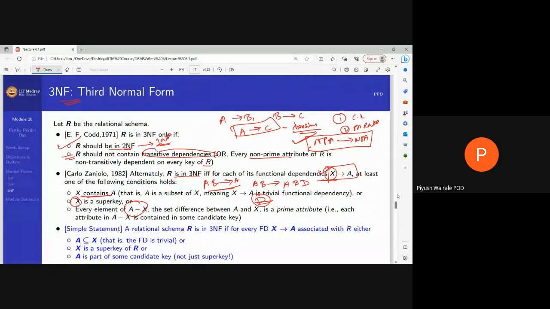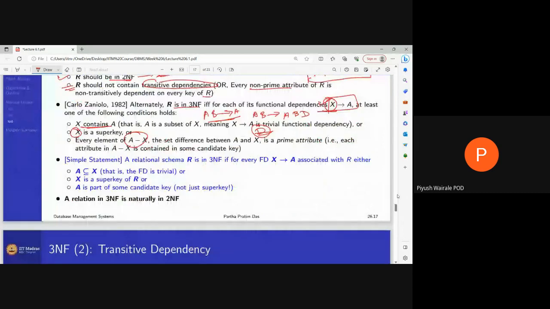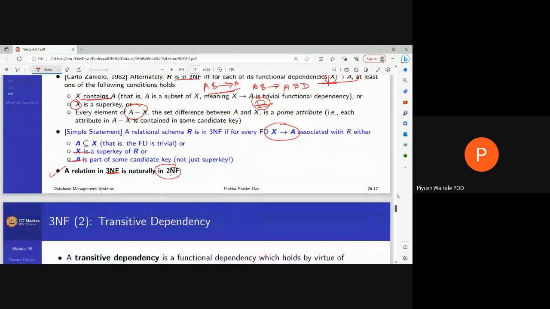The same thing is mentioned here. In R, every functional dependency X determines A associated with R is either A a subset of X, that is trivial, or X is a super key of R, or A is a part of some candidate key, right? Not just the super key. So a relation in 3NF is naturally in 2NF. So that is transitive dependency.